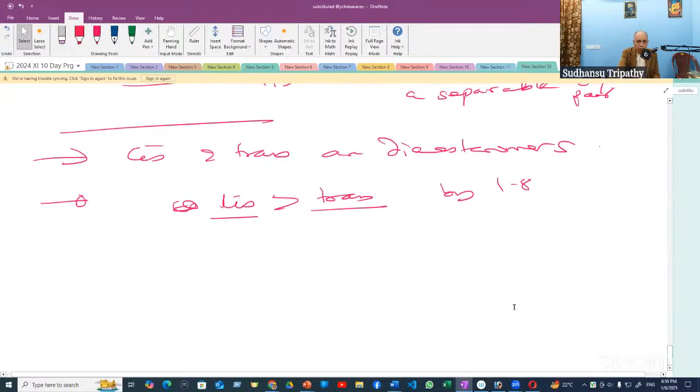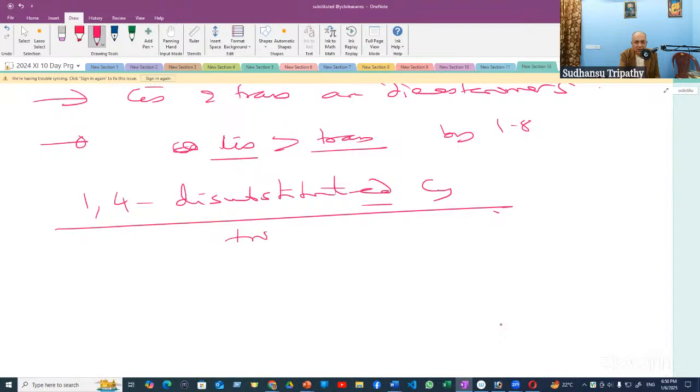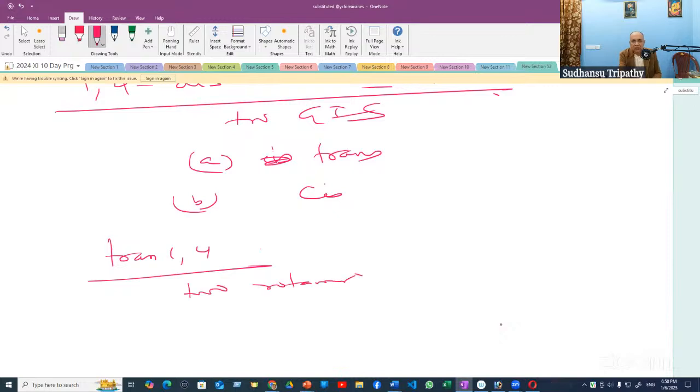Now, coming to 1,4. So this has also two GIs, very similar to 1,2, cis and trans, because it is similar to 1,2. So let us first take the trans 1,4. So it has got two rotamers, one EE, two AA.